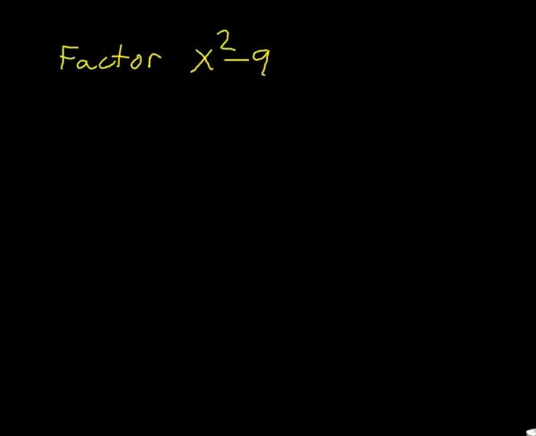Here we're asked to factor x squared minus 9. Well, first thing I do is look for a common factor, and I do not have one. As a binomial, there's only one other way that this will factor, and it is if it meets the qualifications for what we call a difference of squares.